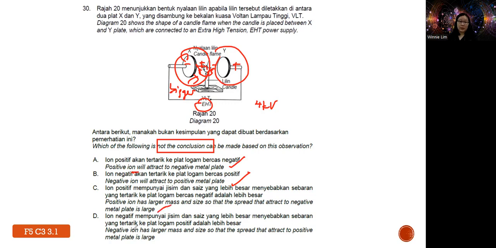C is correct also, but D, you see, negative ion has larger mass, wrong already. Our teacher already said positive ion has bigger mass, not negative ion. Okay, so they want the wrong one, so this is D.